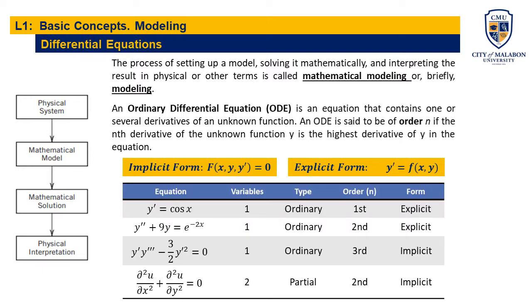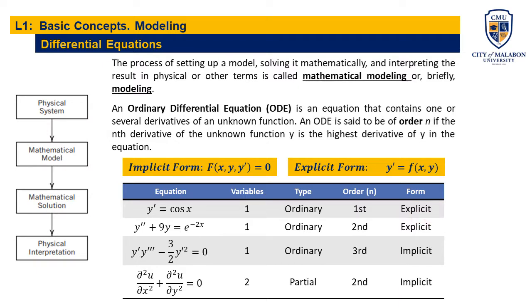So I have listed these examples in this table to illustrate the characteristics of differential equations. First we have the equation y prime is equal to cosine x. In this equation we have one variable. So this is indeed an ordinary differential equation of the first order, and it is written in the explicit form.